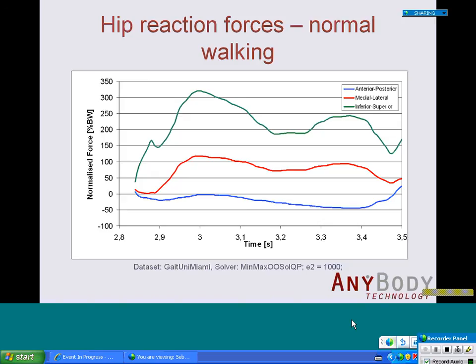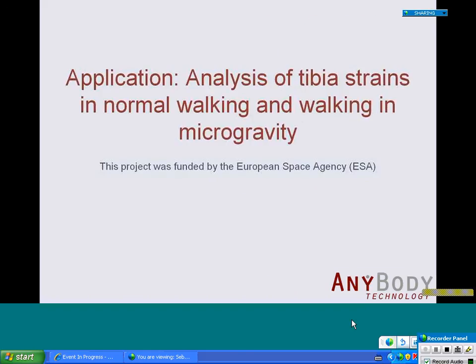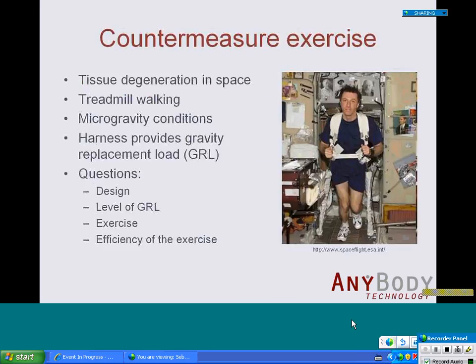After this evaluation of the leg model, I want to show you a real application of this. And this was a project which is funded by the European Space Agency, and as I said before, it dealt with analysis of tibia strains in normal walking and walking in microgravity. So, first of all, what's the reason for this project? Well, as some of you may know, there's tissue degeneration in space.